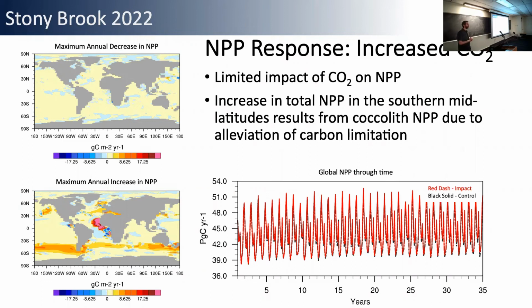but we don't have a major increase or decrease in primary productivity. In fact, the coccolithophores seem to have a small increase in productivity, possibly as a result of alleviation of some carbon limitation they have in the high latitude regions. There's also this weird signal off the coast of Africa that I don't entirely understand, but if you can see that scale bar down here, and I apologize for the size, the overall signal is quite small. So these changes are relatively minimal compared to what we see from some of these other forcing scenarios.